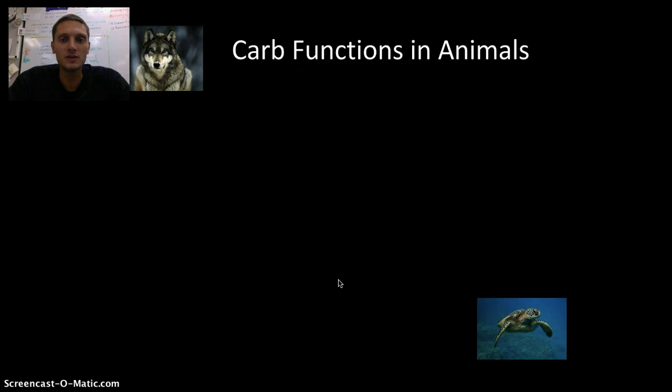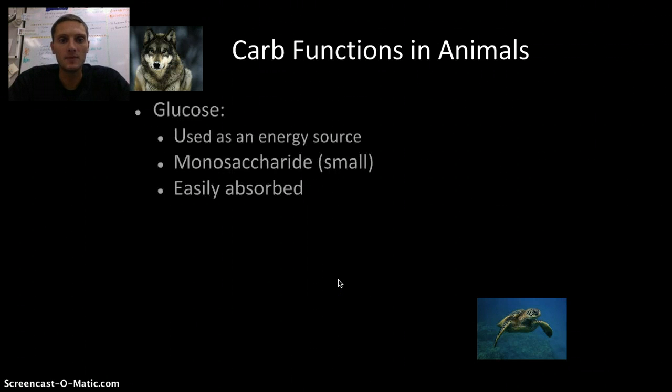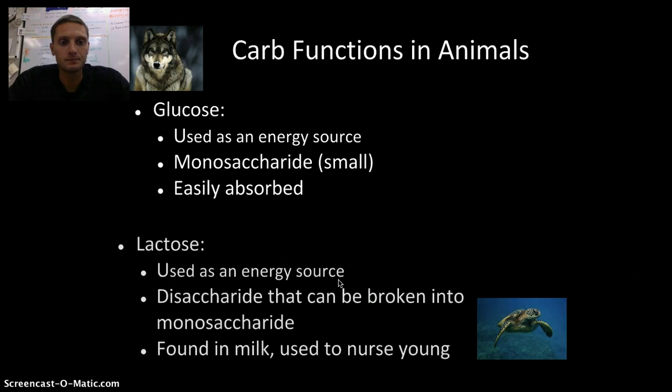So let's talk about some functions of carbohydrates in animals. The first would be glucose, and this is used primarily as an energy source. It's a very small molecule. It's a monosaccharide. It's very easily absorbed. It's also one of the primary sugars that's produced in photosynthesis.